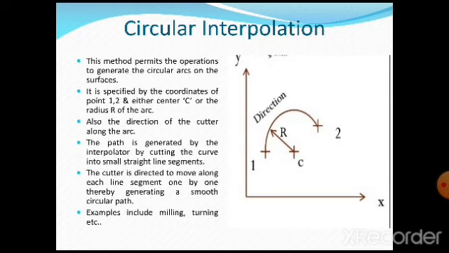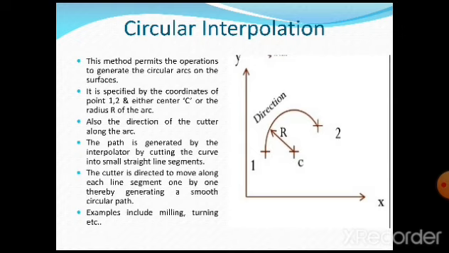It is moving in a clockwise direction. So we require to consider what is the starting point 1 coordinate values, and what is the end point of that arc, that is point 2, and what is the direction, what is the radius of the arc, and which is considered the center point. All these are defined well by the programmer in his programming instructions. It is specified by the coordinates of point 1, 2, and either center C or the radius R of the arc. Also, the direction of the cutter along the arc is specified.